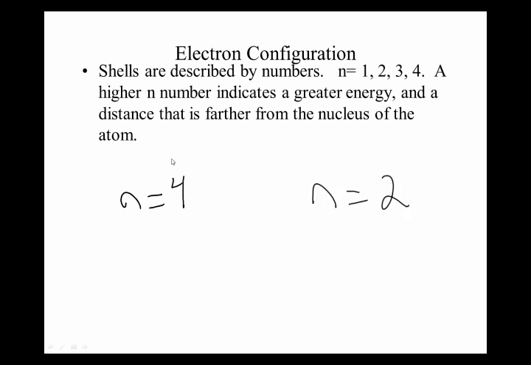Now, as I said, we're not all the way to describing yet. In n equals 4, there's lots of different orbitals. And in n equals 2, there's lots of different orbitals.